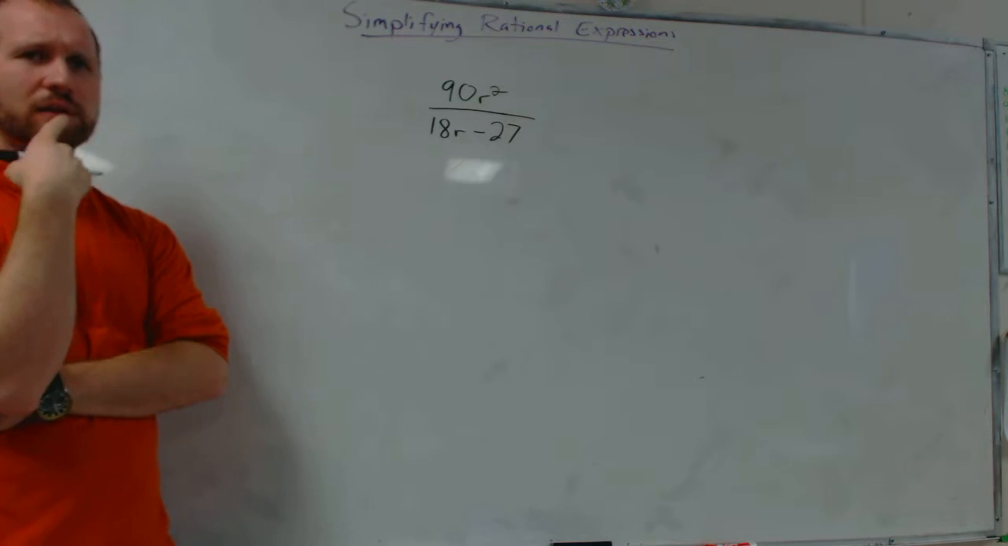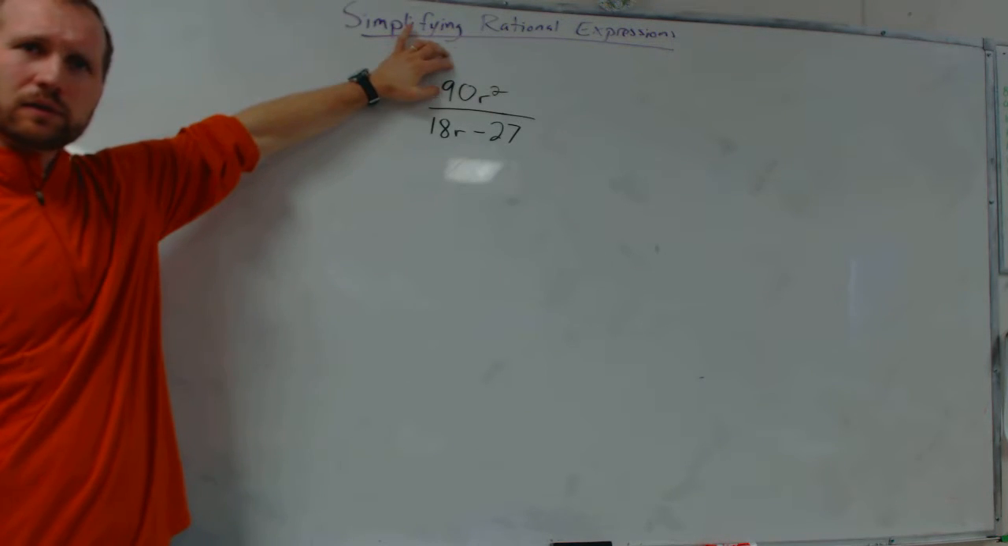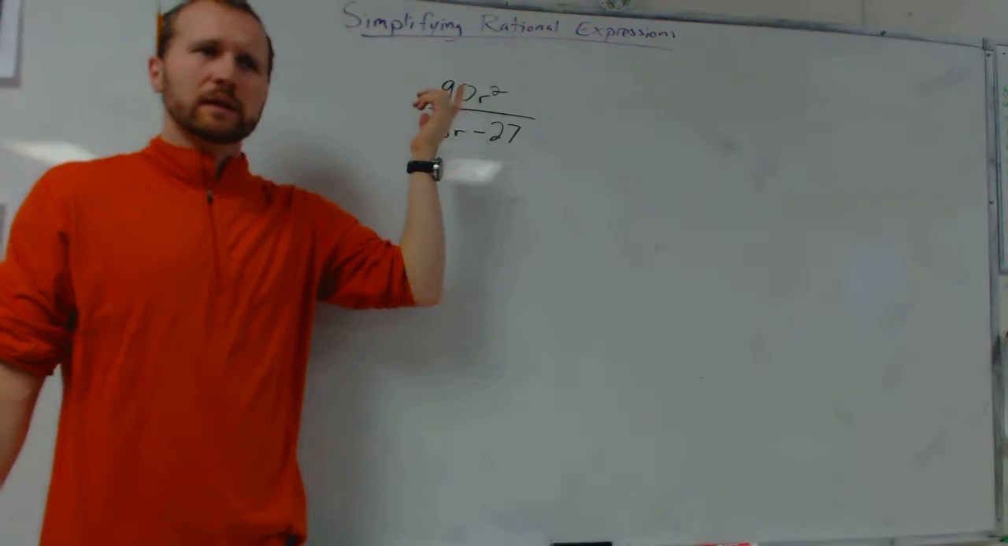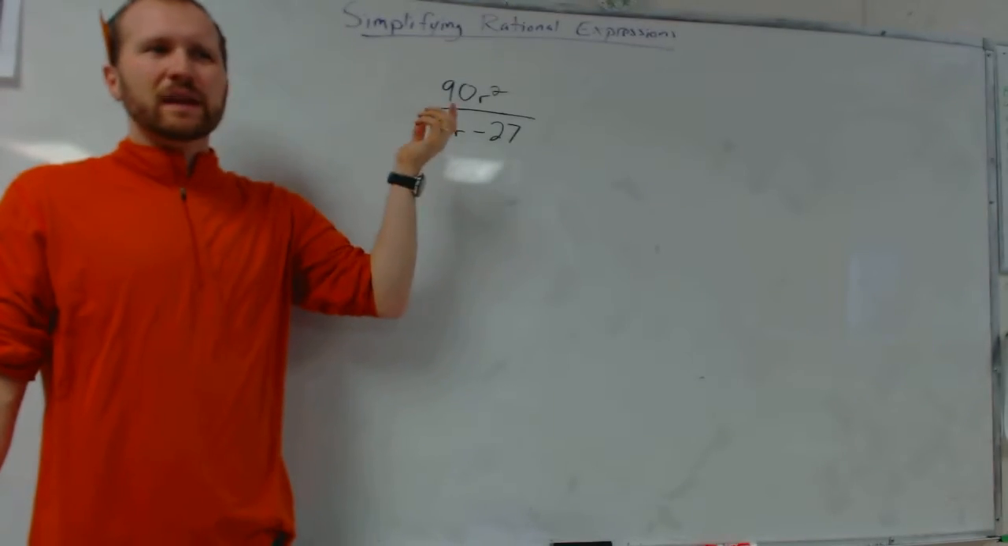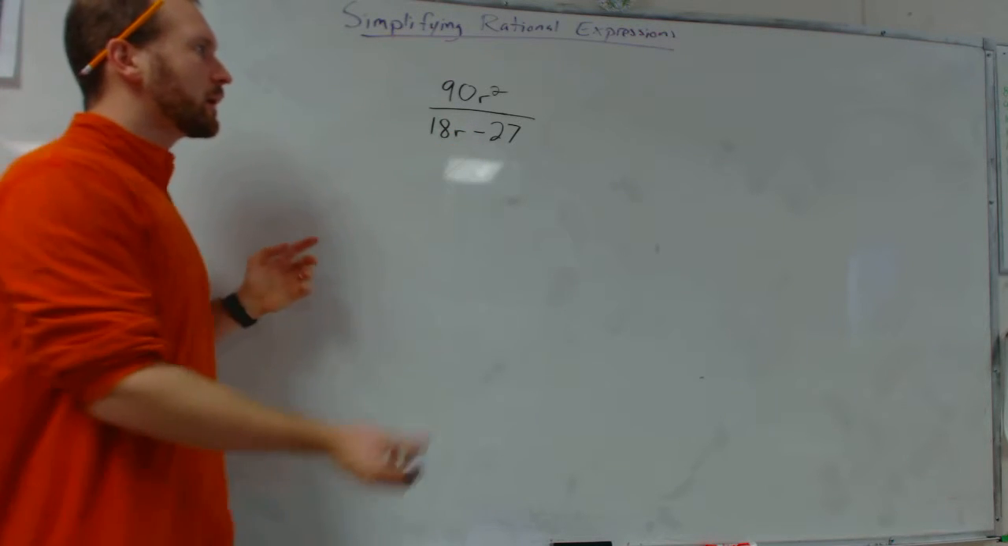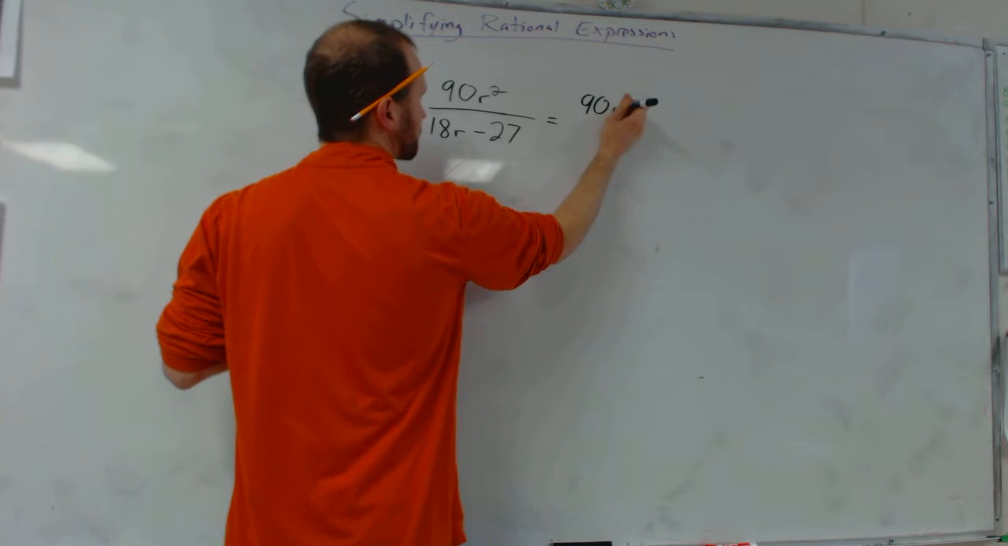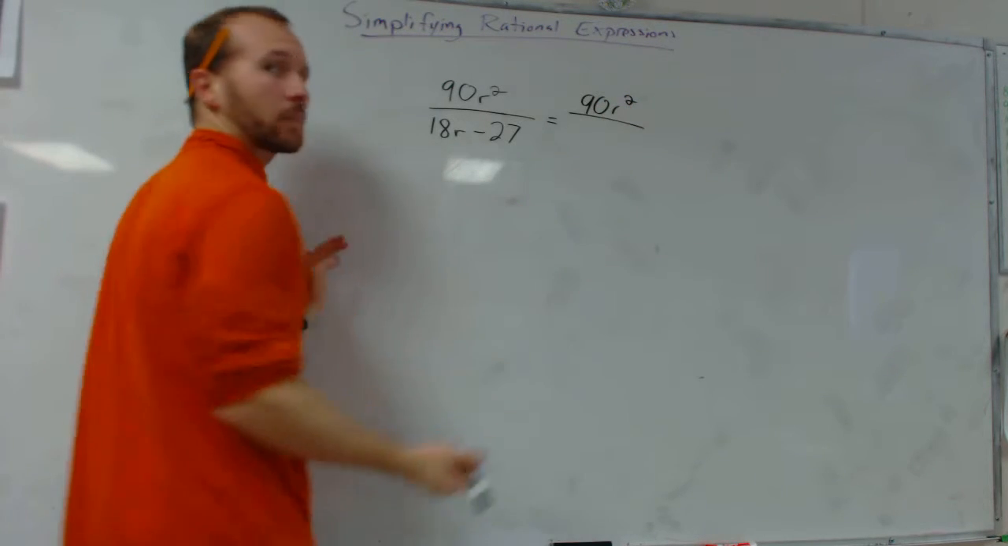How do I factor this? Can I factor the top? Yes. Not really. I mean, I could say 9 times 10 or something like that. Yeah. But that's not really that helpful. And how would I factor the bottom?